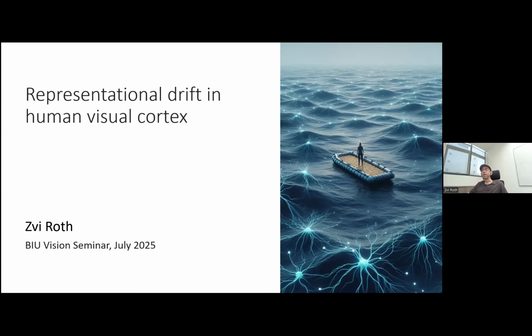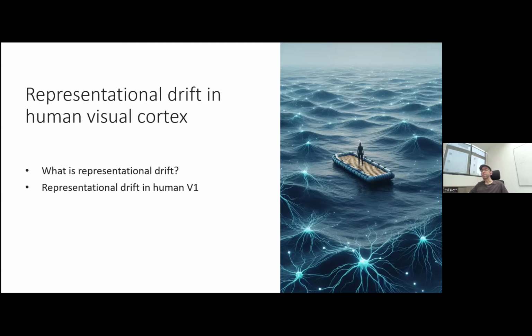The work I'm going to present is from my postdoc with Eli Miriam at the NIMH. I'm going to briefly describe what I mean by representational drift, and I'll then show you evidence for drift in human visual cortex. We'll then discuss how drift relates to repetition suppression. I plan to leave time for questions, but feel free to stop me during the talk as well.